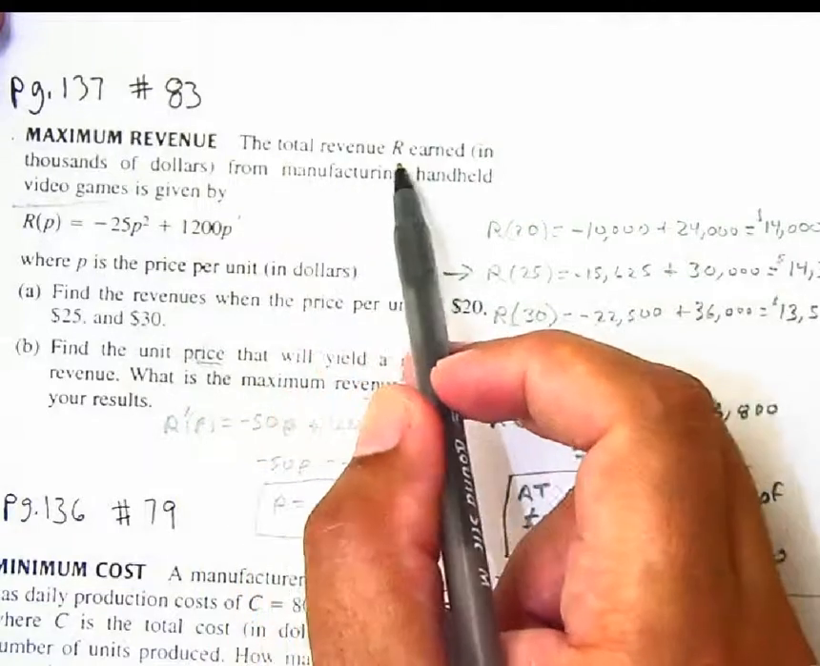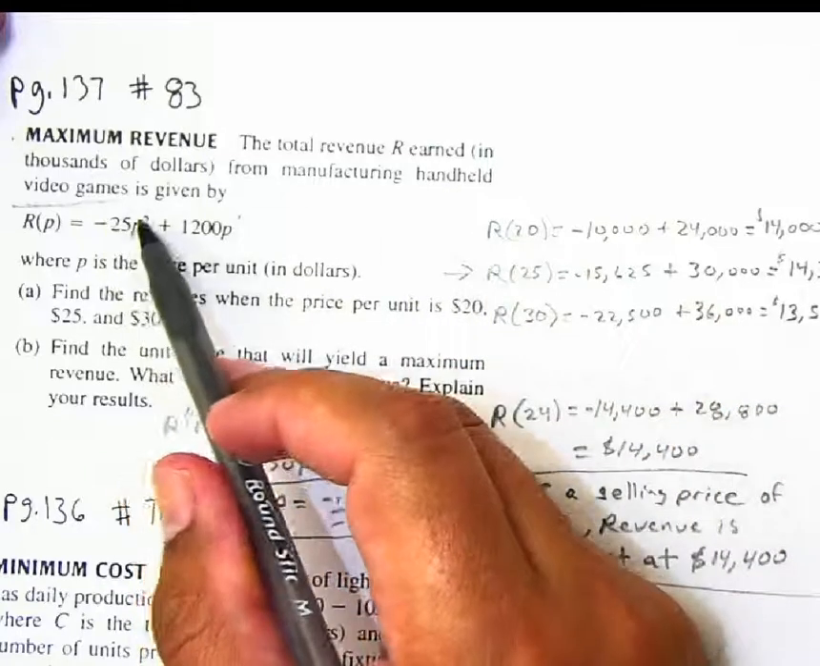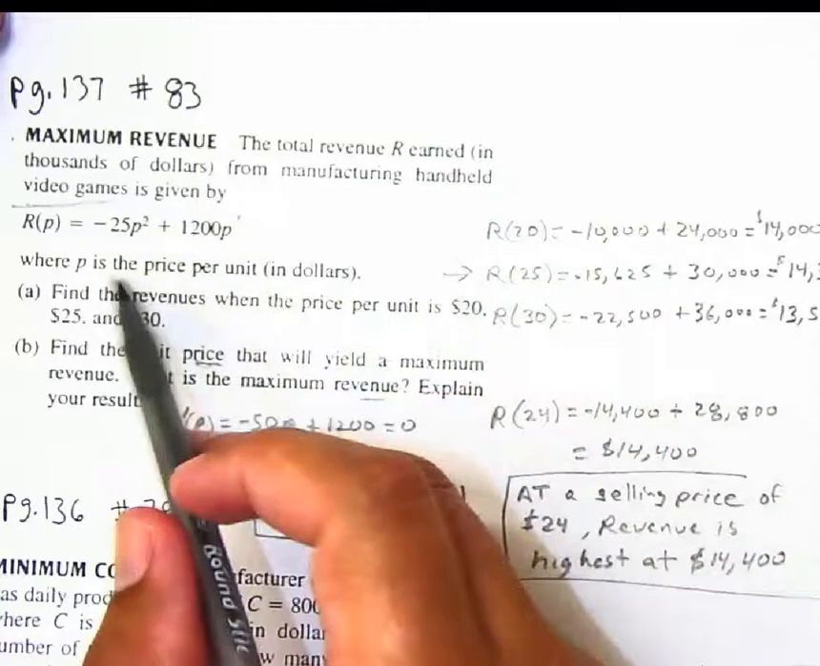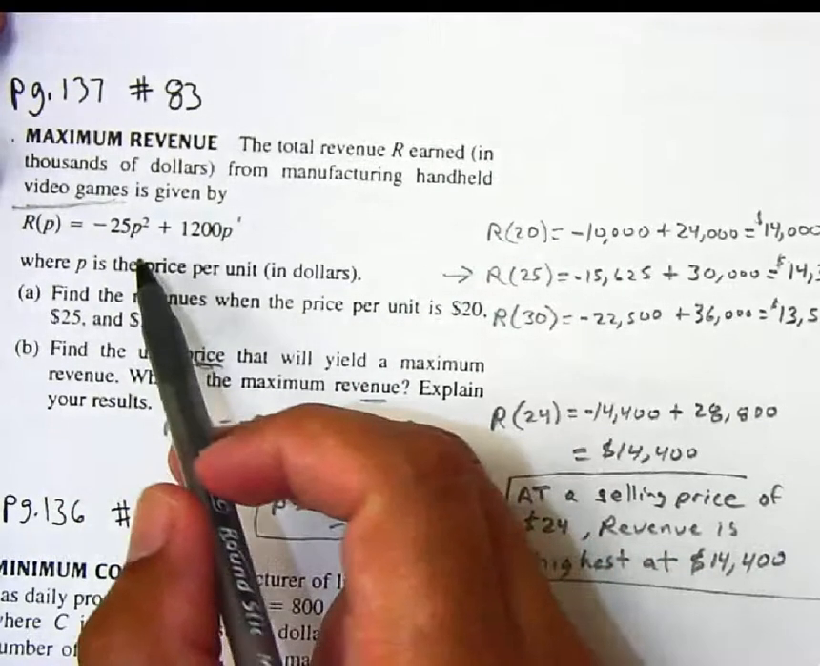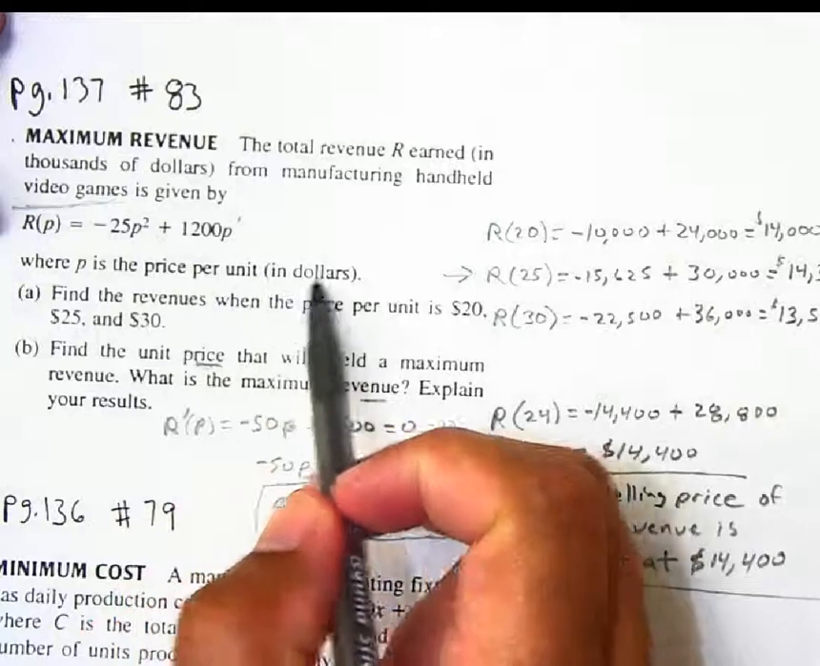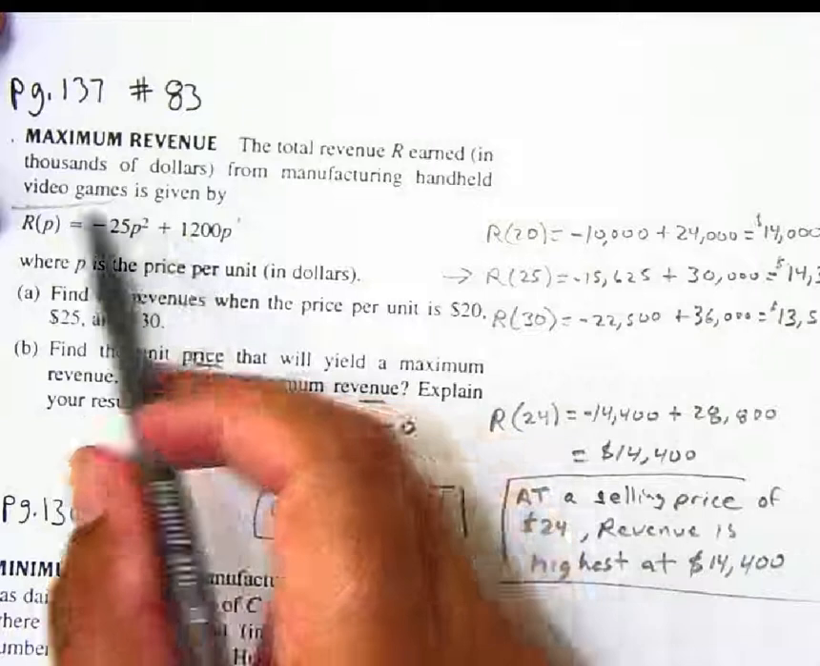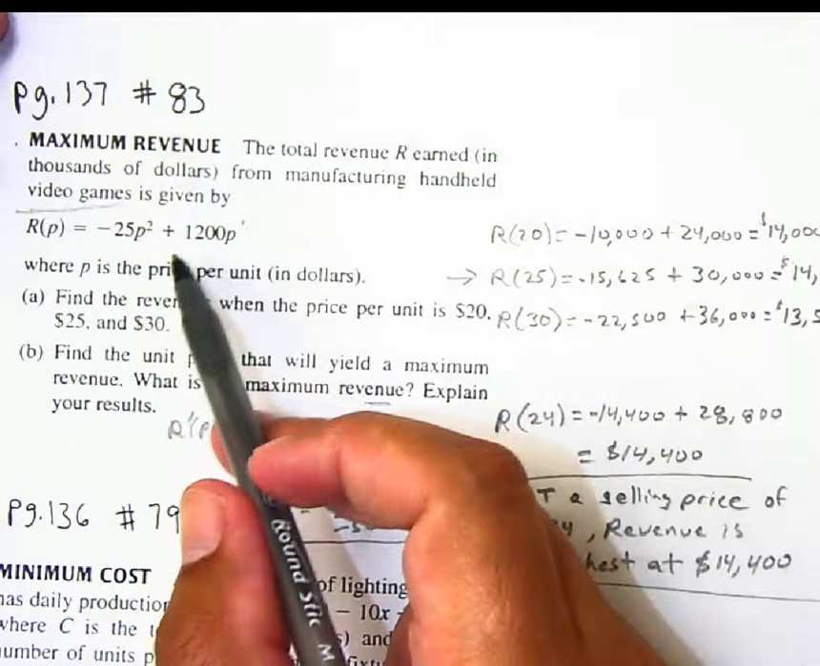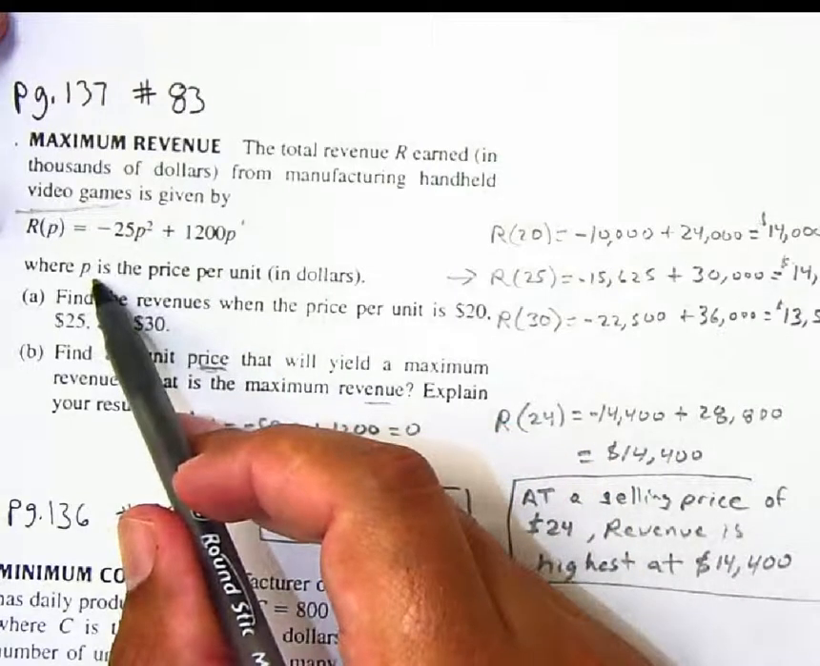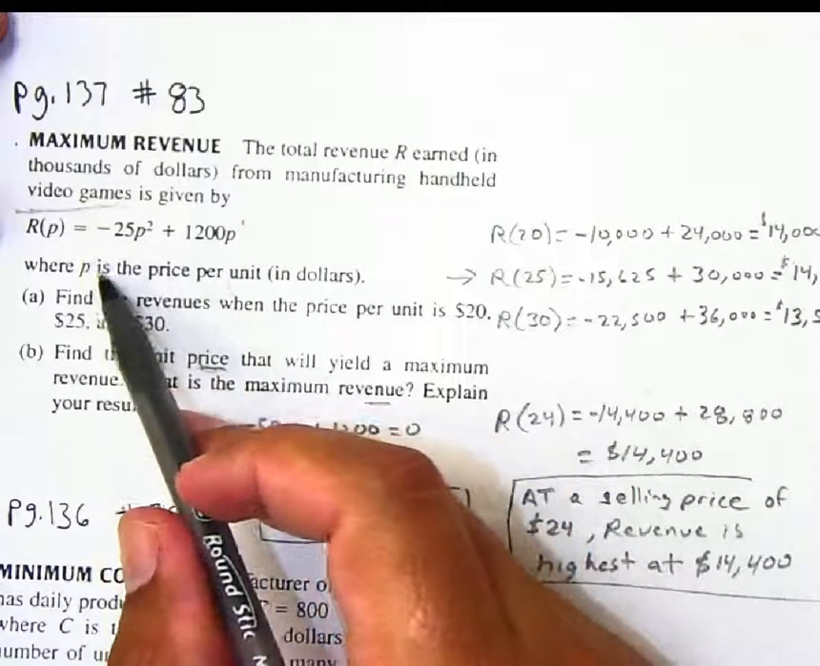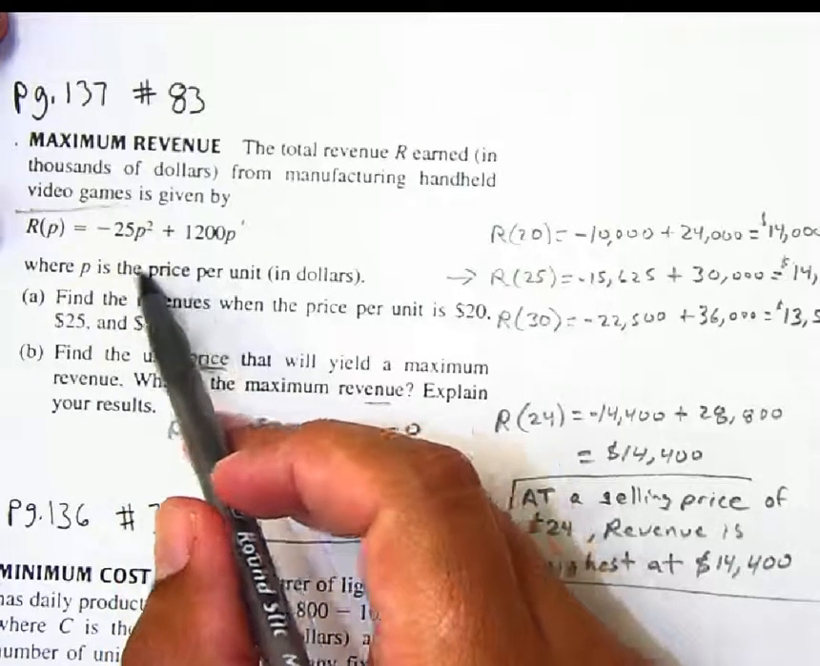Okay, so the total revenue earned, in thousands of dollars, from manufacturing handheld video games is given by this equation here, where P is the price in dollars of the video game. So here we have a manufacturing company that is making video games and wants to know what price for the video game will lead to the biggest revenue, the most money.